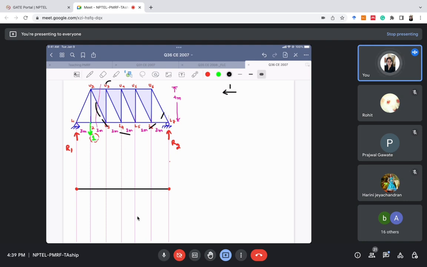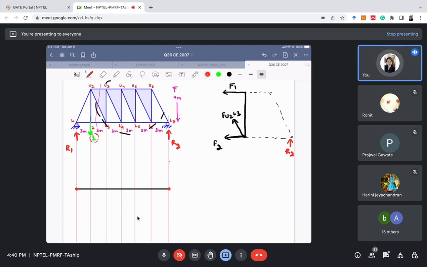Let's call this F1, this FU2L3, and this F2, because I do not need to calculate it, right? Other than that, there's a huge truss which I do not need to do anything with, so I'll make it a dashed line here. Then I'll make R2, right?